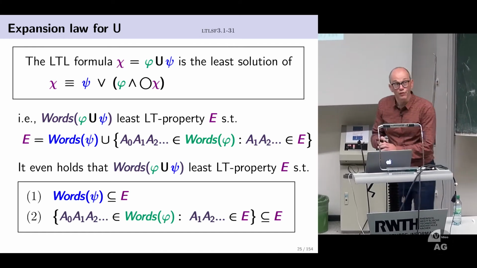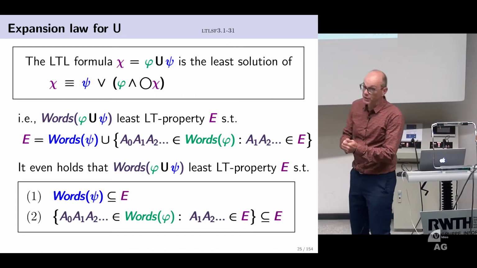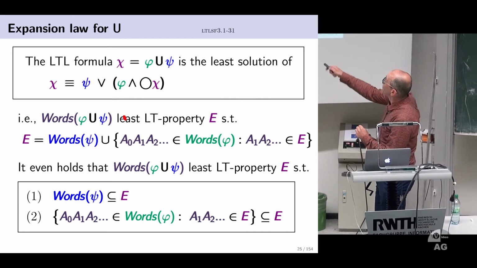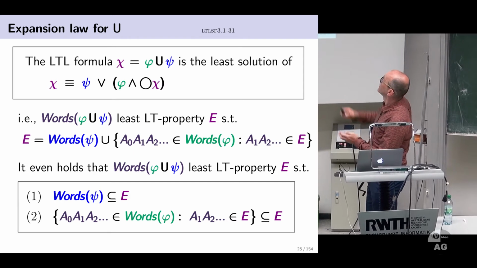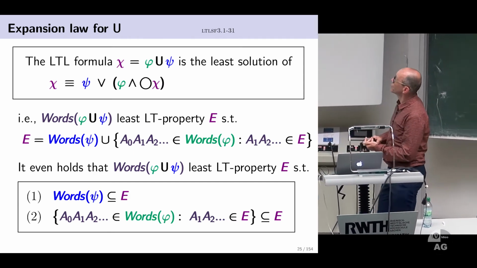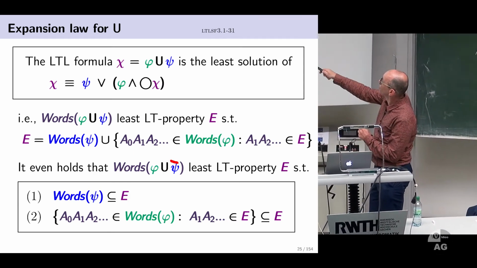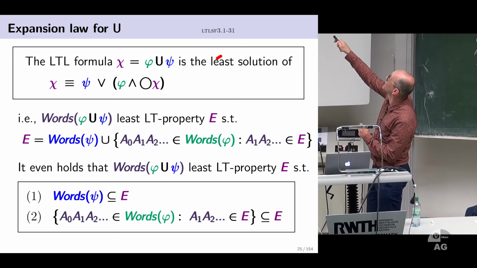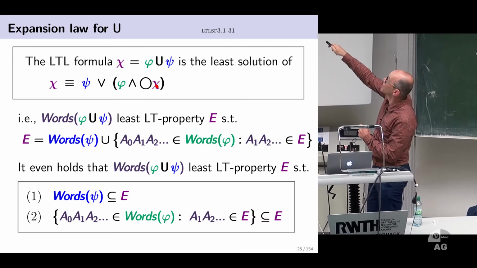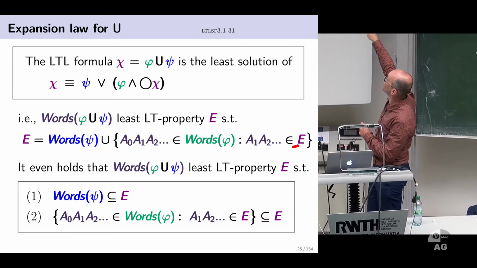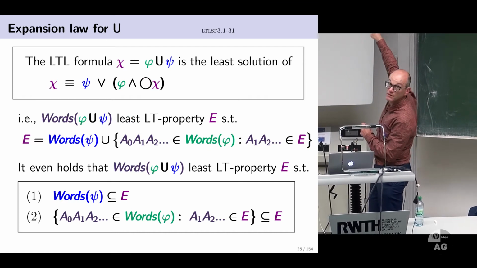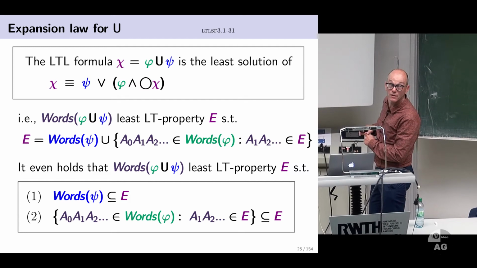And what we have proven in the last lecture, and this is what I'm not going to repeat, because the important point is this least thing, right? So what we have proven actually is that the formula itself, because we want to show that this formula phi until psi is the least solution, we have transformed this equation into a set theoretical thing. So now we're looking at the least solution of this equation.